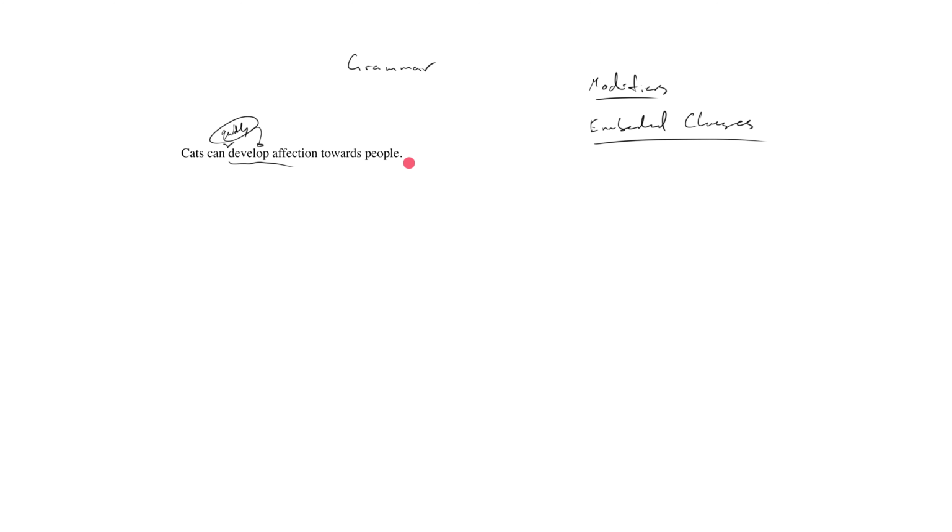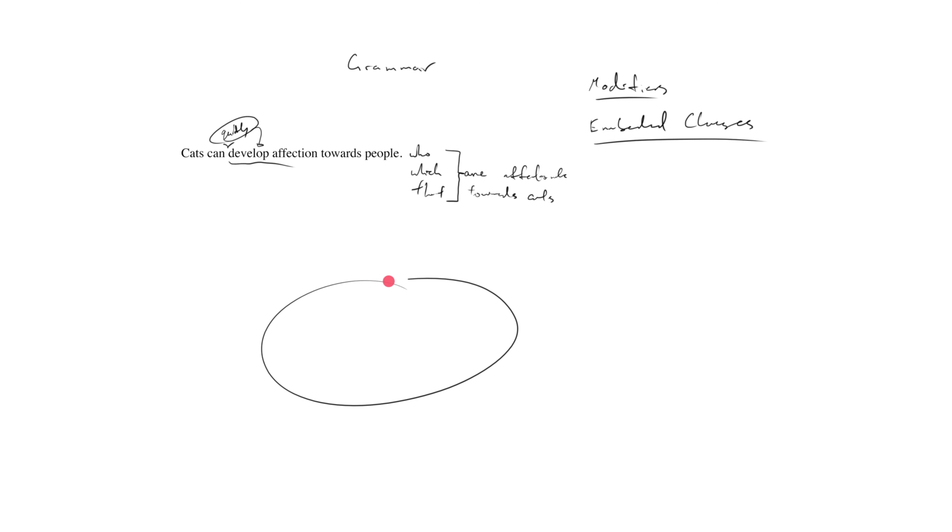I could have said towards people who, which, that, are, all of these things, are affectionate towards cats. Again, contrast this version of the sentence versus the initial simpler version of the sentence. In the first version, we're just saying cats can develop affection towards people, like unmodified, just people, the entire set. Like, yeah, anybody in here, cats potentially can develop affection towards you.